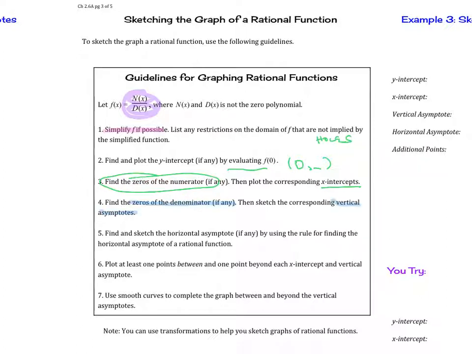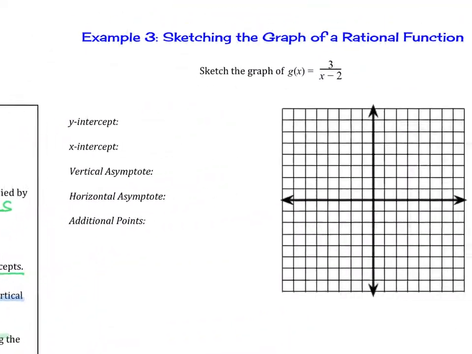It's a restriction. Then you find and sketch the horizontal asymptote, if there are any, by evaluating the degrees of the numerator and denominator. Then you plot 1 point between and 1 point beyond each x-intercept, and then you use smooth curves to complete the graph. So let's try this example here.